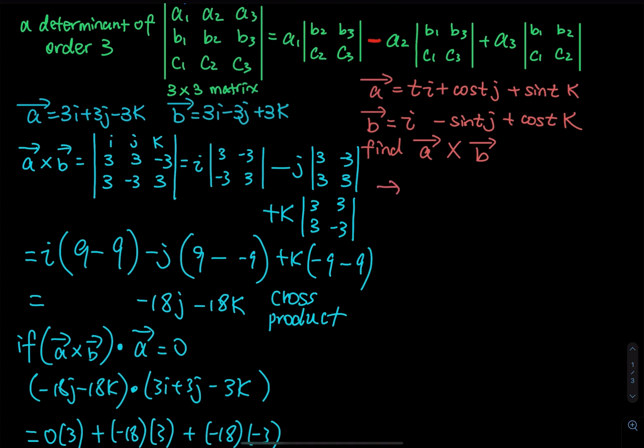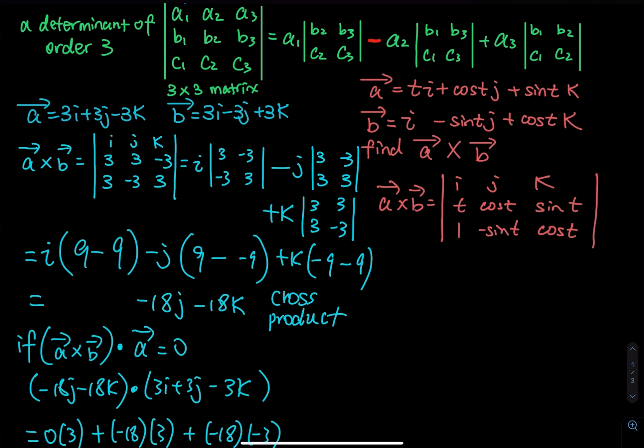So we have vector A cross vector B. That is equal to, first we put down the i, j, and k. So i, j, and k. And then we have t, cosine of t, and sine of t. 1, minus sine of t, and then cosine of t. Okay, now let's do the determinant.